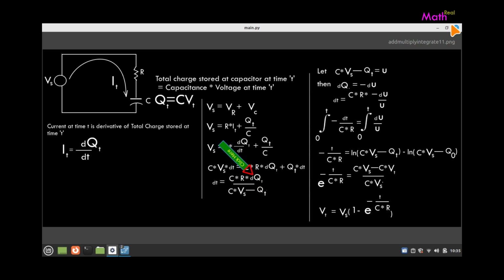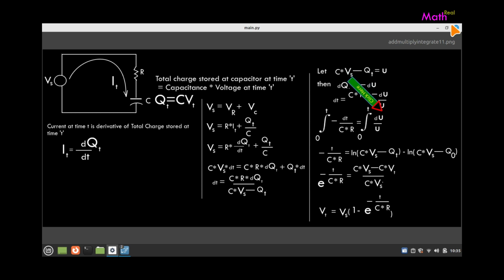Now we are trying to find the voltage across the capacitor based upon time, the theoretical voltage. Then we'll calculate the theoretical current and prove it with the practical current. Now this is a differential equation where we have dt and dq by (C Vs minus Q(t)). If I say C Vs minus Q(t) equals u, then dq is minus du. So dt equals C R into minus du by u.